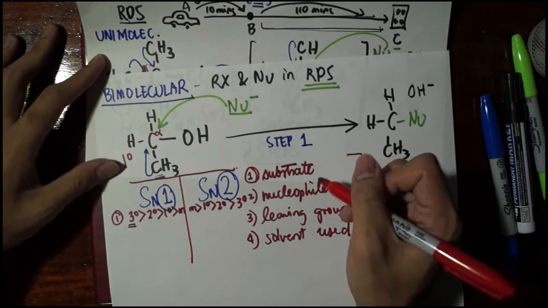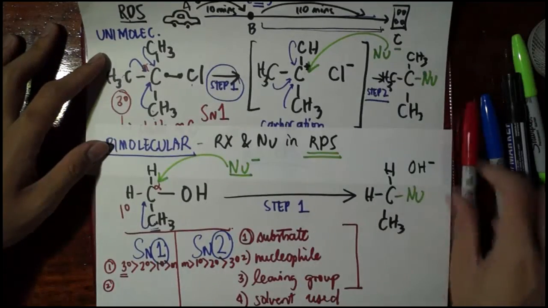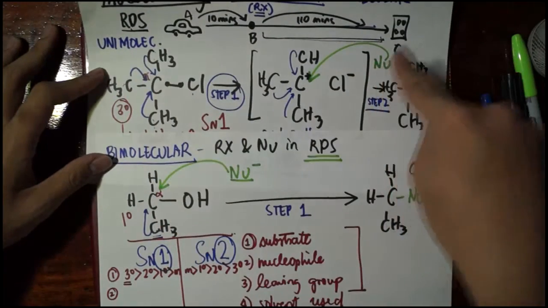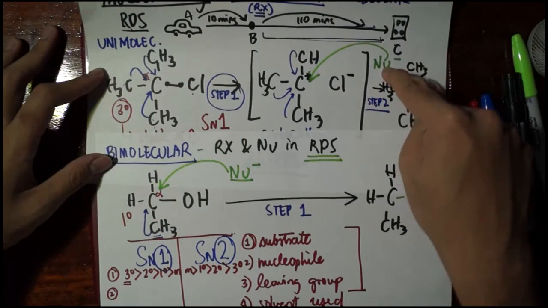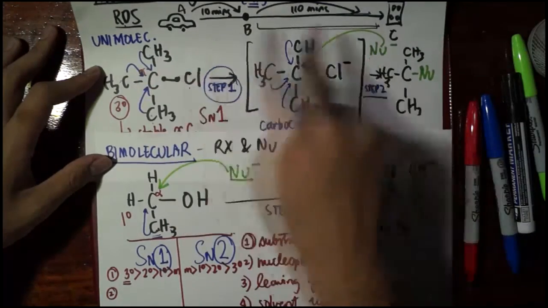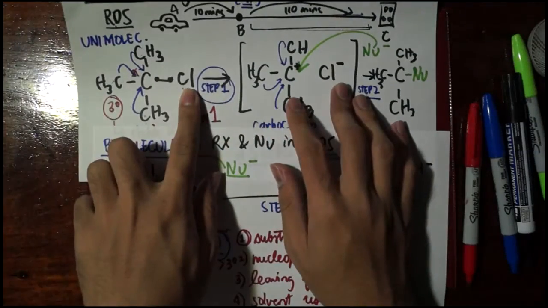Alright. Now, let's go to the nucleophile. Here, you see that the nucleophile in the unimolecular reaction didn't attack the RX compound at the same time that the leaving group left. What happened is that the leaving group left first.